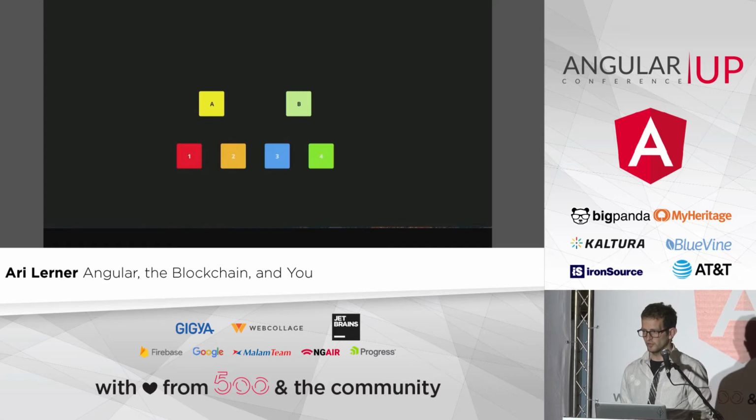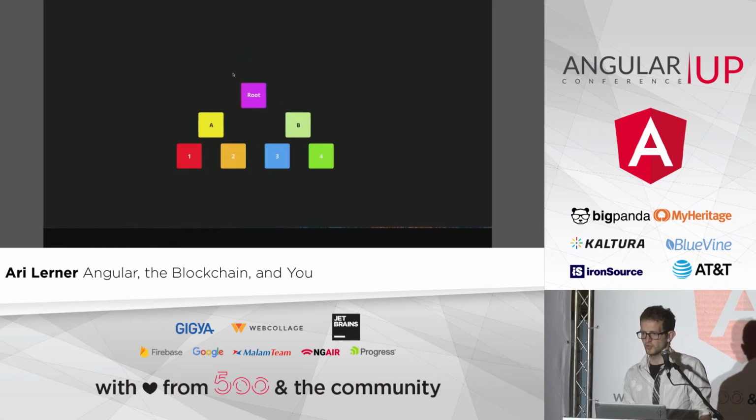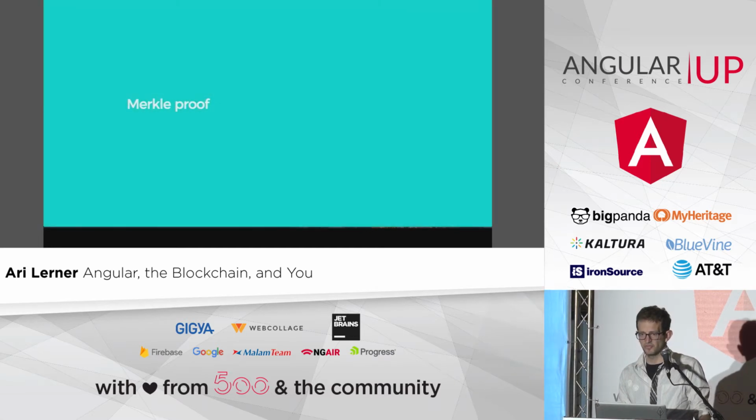This root node is called the Merkle Root. We use the Merkle Root in a lot of different ways. It's a very special part of the Merkle tree, and we'll talk about why in just a minute. This enables us to do something that is called Merkle proofing.